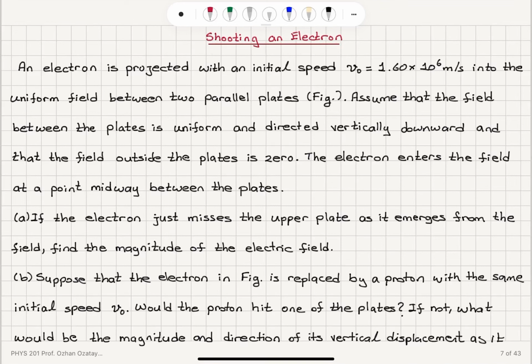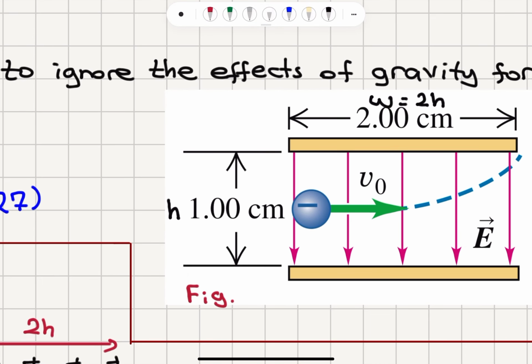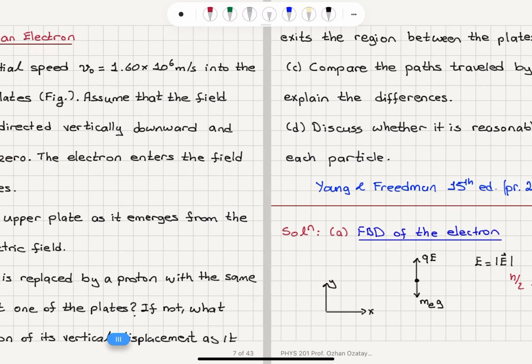Shooting an electron. An electron is projected with an initial speed v0, 1.60 × 10^6 meters per second, into the uniform field between two parallel plates. As shown in the figure, this electron is projected into this uniform field, which points downwards, with initial speed v0.